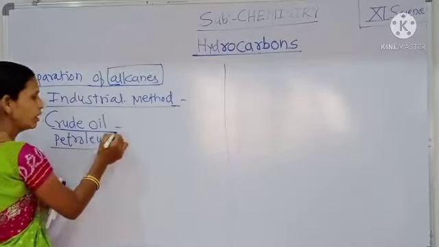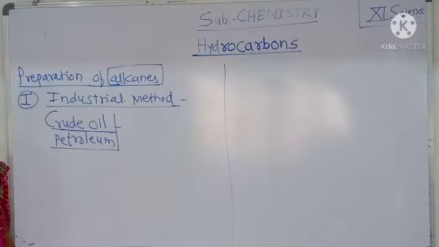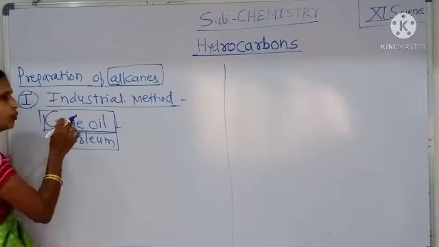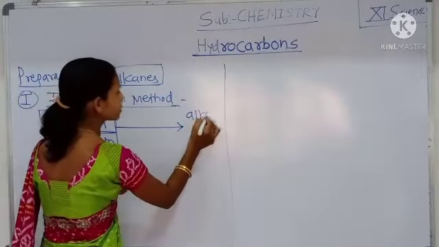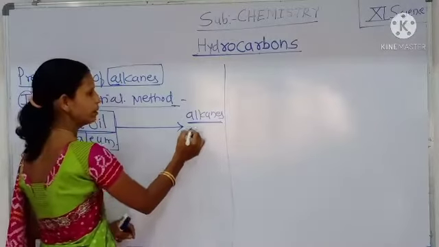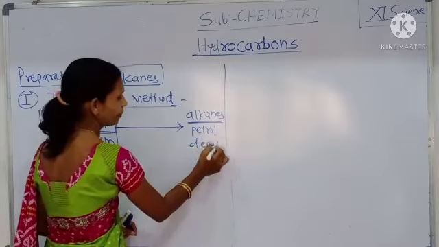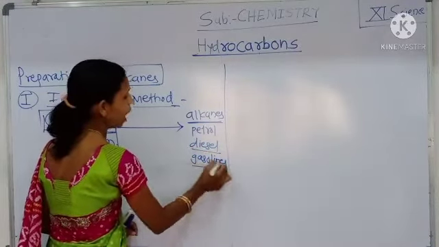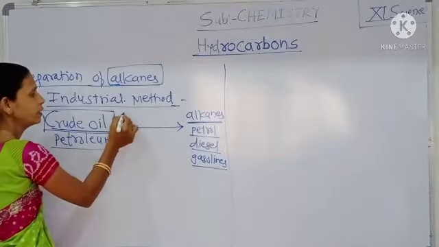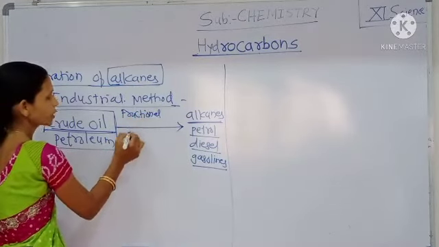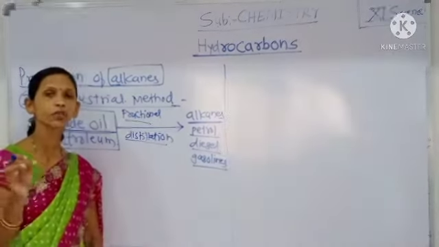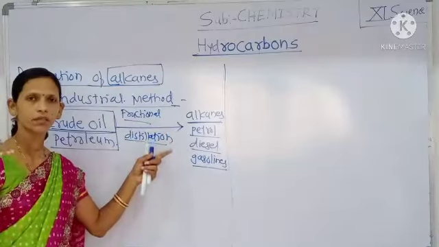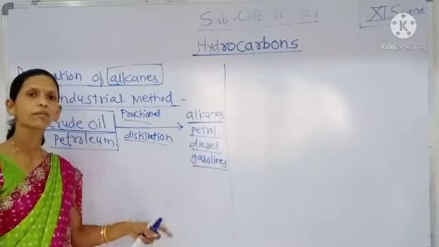This crude oil has a bad odor, is sticky and heavy, and contains different types of impurities. From crude oil and petroleum, different types of alkanes are obtained, that is petrol, diesel, gasoline. These are also higher alkanes, obtained by the fractional distillation of crude oil. That means crude oil undergoes distillation using a fractionating column, and the fractions are obtained at their different boiling points.